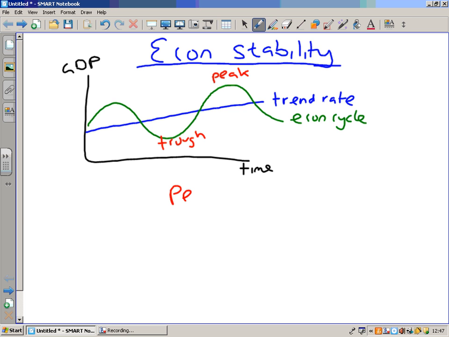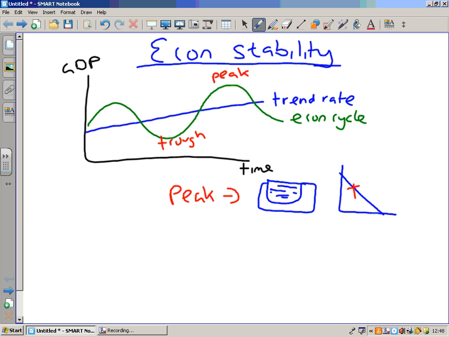When we're in a peak, I want you to visualize that our economy is represented by a bathtub. And I'm also going to draw next to it our production possibility boundary. When we're operating at a peak, the bath is full of water. It's very difficult for the economy to grow any more than what it is. The economy is also operating on its production possibility boundary line, or very close to it. It's very difficult for us to grow any more than that.